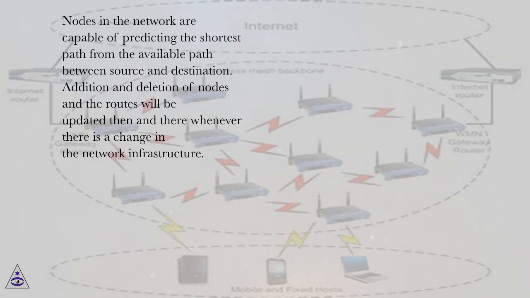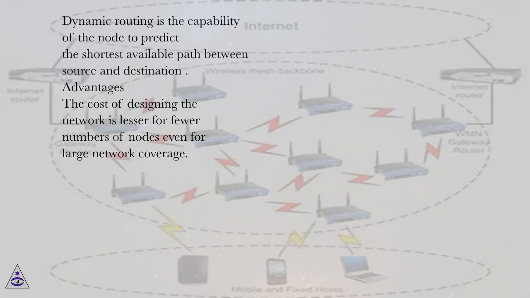Addition and deletion of nodes in the routes will be updated then and there whenever there is a change in the network infrastructure. Dynamic routing is the capability of the node to predict the shortest available path between source and destination. Advantages. The cost of designing the network is lesser for fewer numbers of nodes, even for large network coverage.